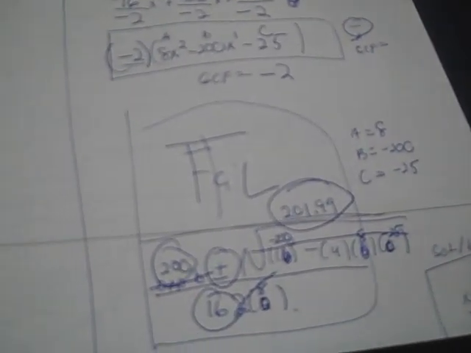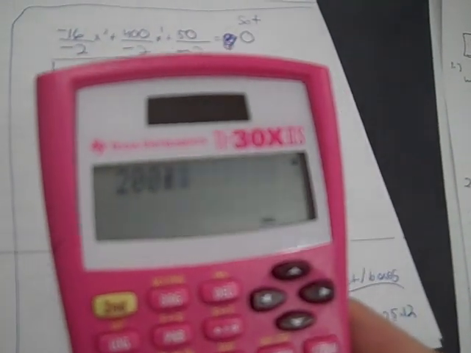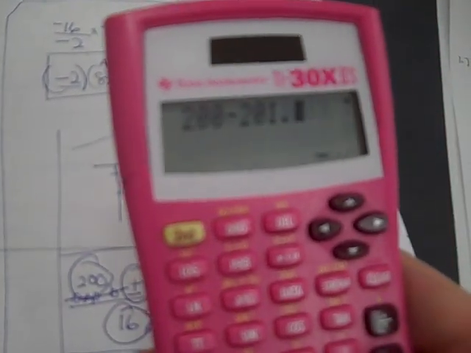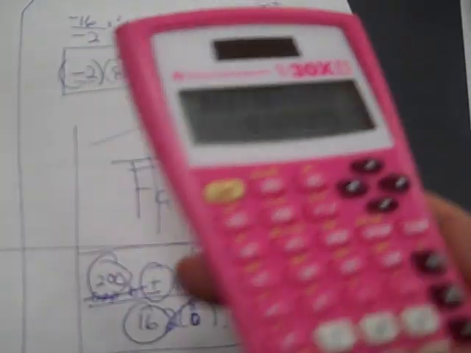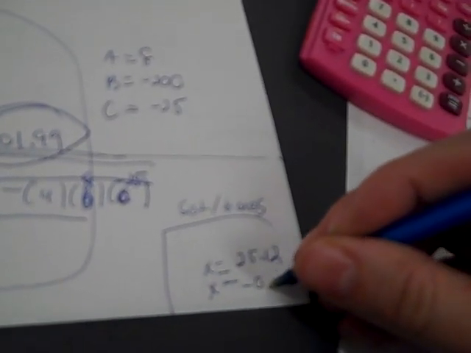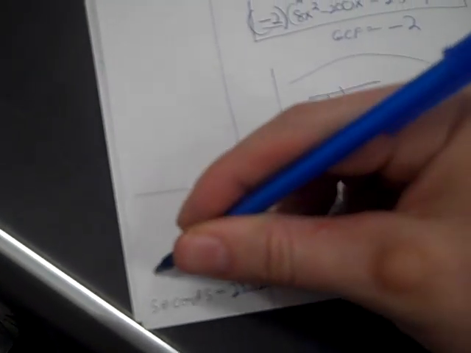Okay, and then I do the rest. I take 200 plus 201.99, hit equals before I divide by my 16. Okay, 25.12. It's not a bad looking answer. And then 200 minus 201.99 divided by 16, negative 0.12. Okay, so 25.12 is how many seconds I got.